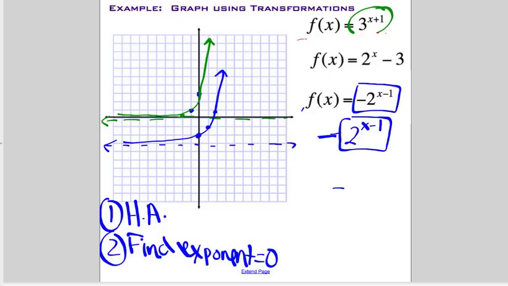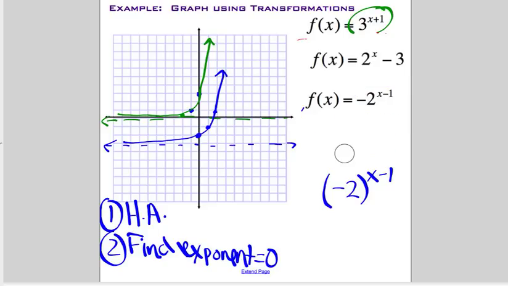This does not say negative 2 to the x minus 1. That is not an exponential function. What was listed here is different and is an exponential function. This simply says find 2 to the x minus 1 and then throw a negative on it. So everything's going to be in the negatives. So let's graph this function.